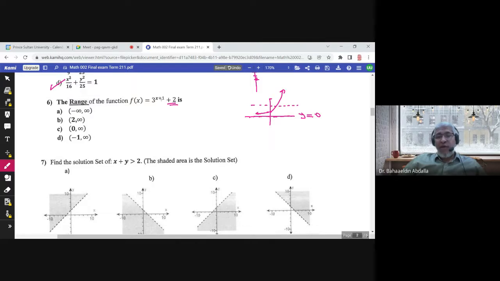And x plus 1 means 1 unit to the left. So this point would be here, and the new graph would be like this. So this plus 2 takes the graph 2 units up, and the new asymptote is y equals 2. So the range would be from 2 to infinity, open.